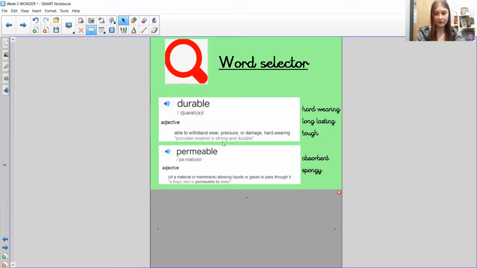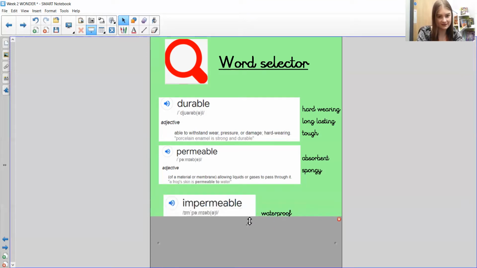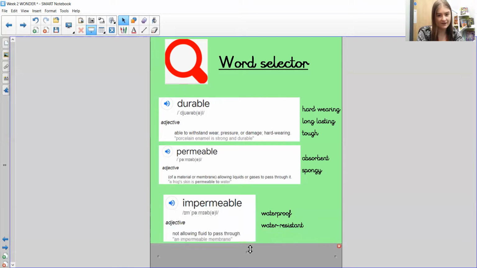Okay, the big reveal. The meaning of impermeable is not allowing fluid to pass through. So it is the opposite. It doesn't allow it to happen. So permeable means that water can be absorbed and go through the rock, whereas impermeable means it does not let any water in. It is a very solid rock that is water resistant and waterproof.